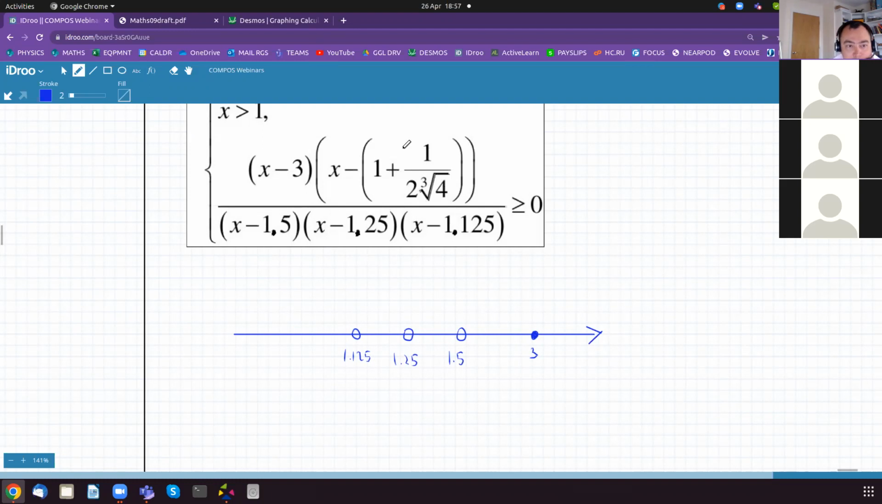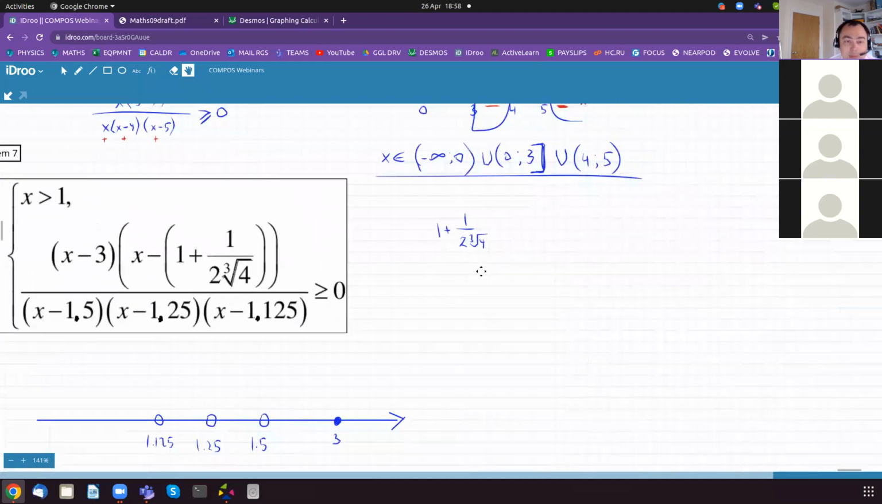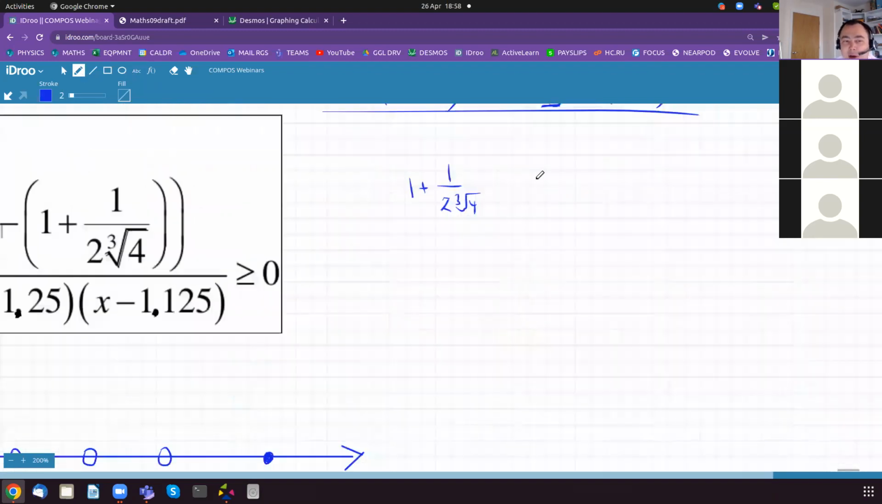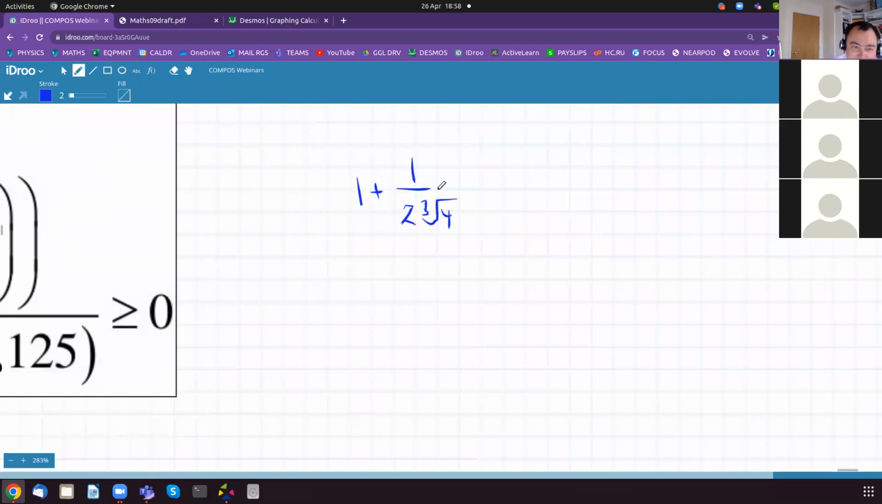The thing is, we don't know this value. We don't know where to put it. That's the only difficult thing about this question. So 1 plus 1 over 2 cube roots of 4. Okay. Well, we need to compare it to 1.125, 1.25, and 1.5. So I'll show you a method. I don't know how useful it is because you can always check it on a calculator. But what if you don't have a calculator? Or if you are not allowed to use a calculator?